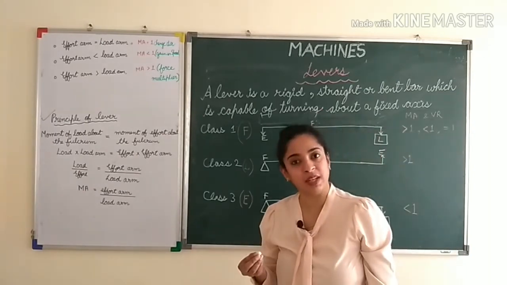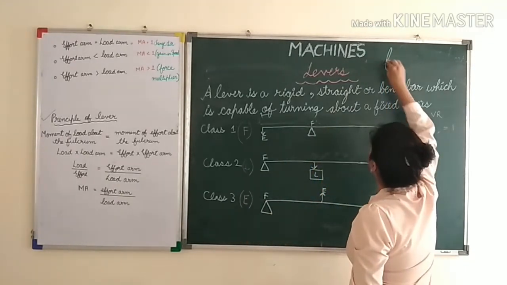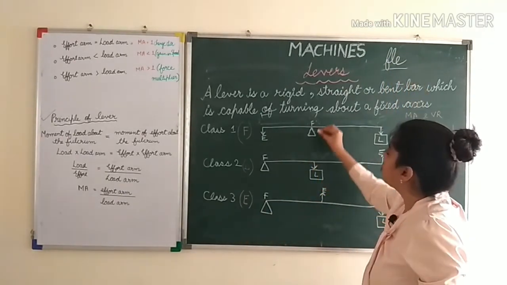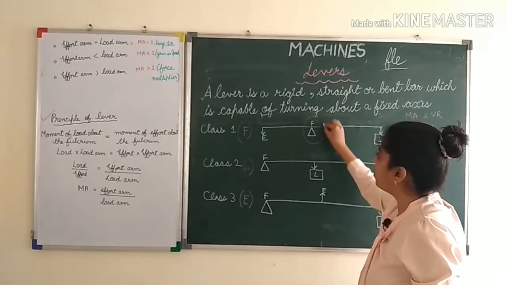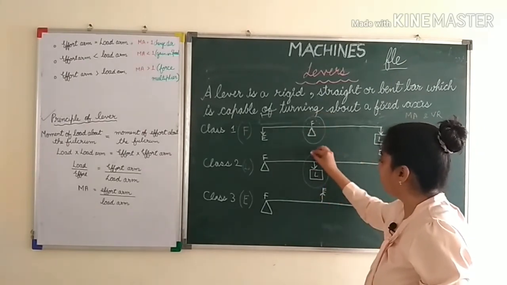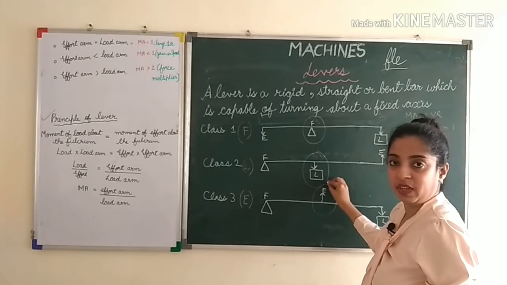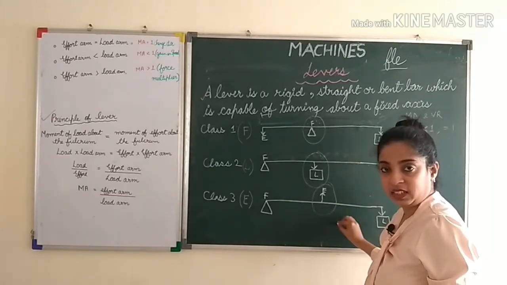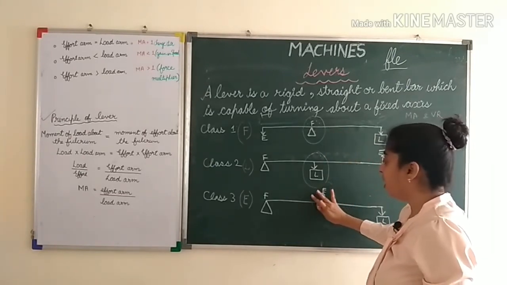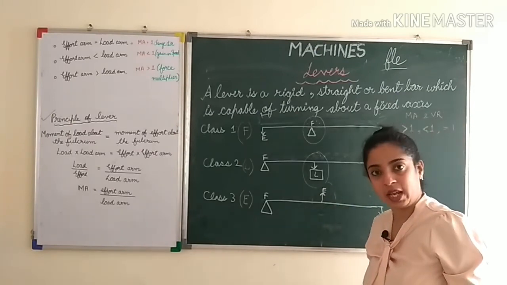Do you know about flea market? Okay, FLE, flea market. Okay, so here in class 1, F is in between, class 2, L is in between and class 3, E is in between. So, flea, FLE. This is how you will remember class 1, class 2 and class 3 types of lever.